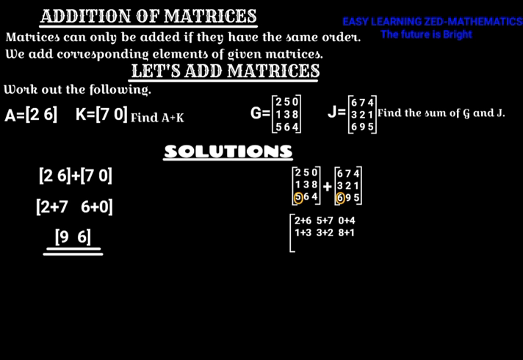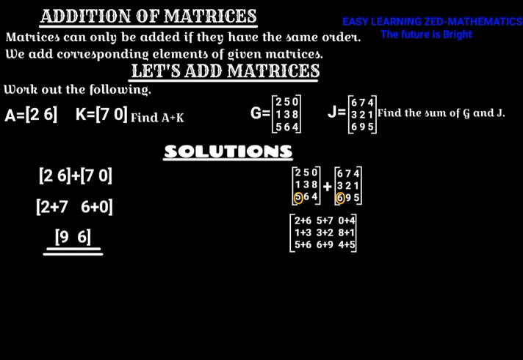Then we say the corresponding element of 5 is 6, as you can see I've circled. So we're going to say 5 plus 6. Then the corresponding element of 6 is 9, so we're going to add 6 plus 9. Then the corresponding element of 4 in the second matrix is 5, so we're going to add 4 plus 5. Then I'm going to close brackets.